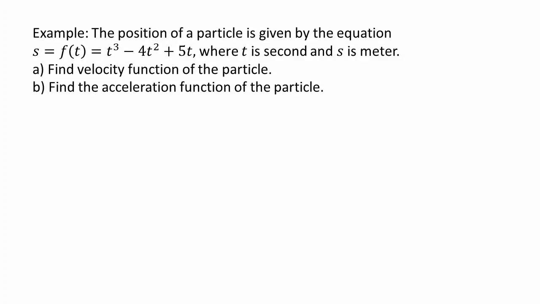Look at the example. The position of a particle is given by the equation s is equal to f of t is equal to t cube minus 4t square plus 5t, where t is in seconds and s is in meters. First part, find the velocity function of the particle, and second part, find the acceleration function of the particle.